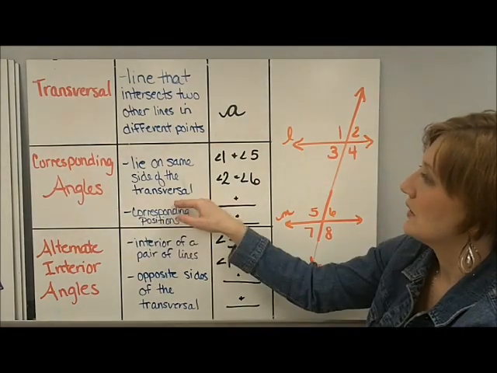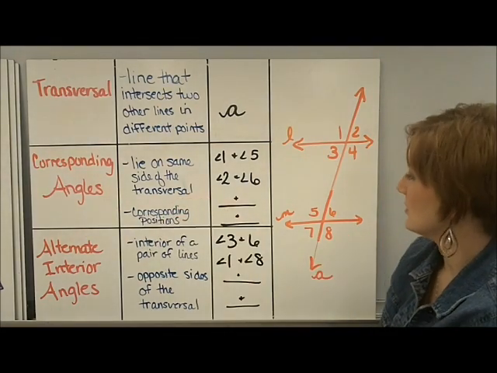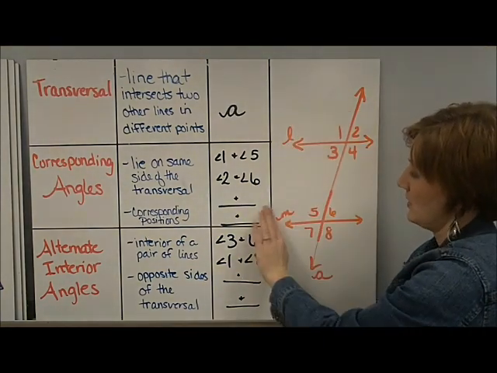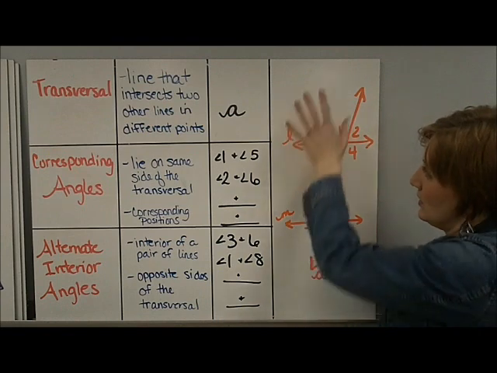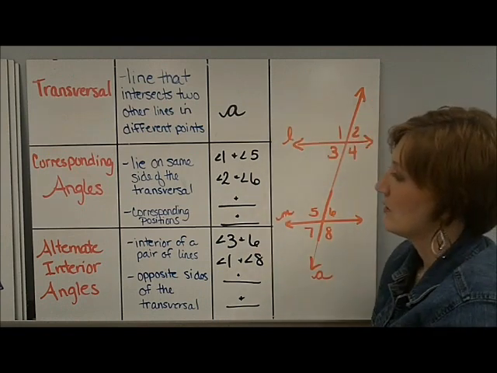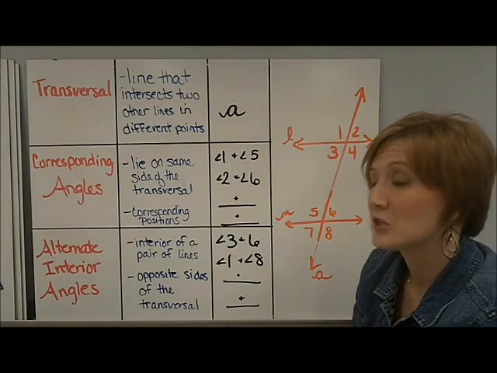Corresponding angles lay on the same side of the transversal. So this is the transversal line. They lay on the same side, so they're either both going to be over here or both going to be over here. So corresponding angles deal with the same side of that transversal line, and they're in corresponding positions.